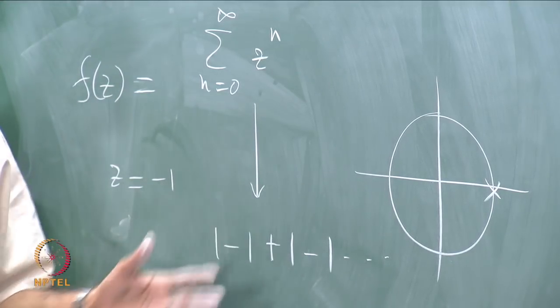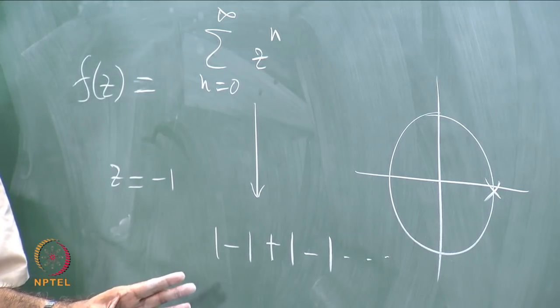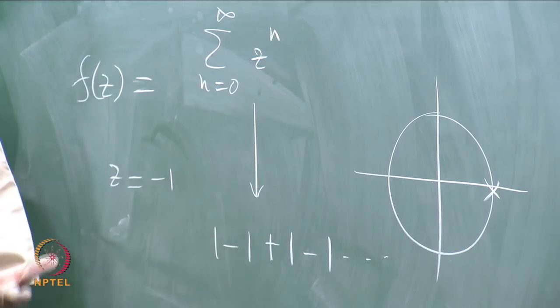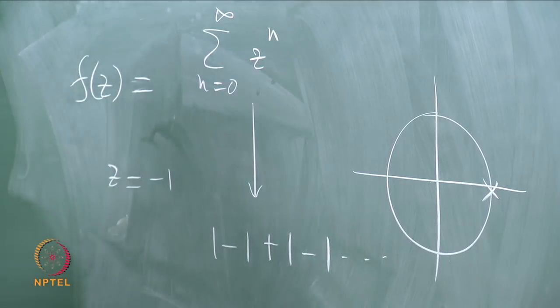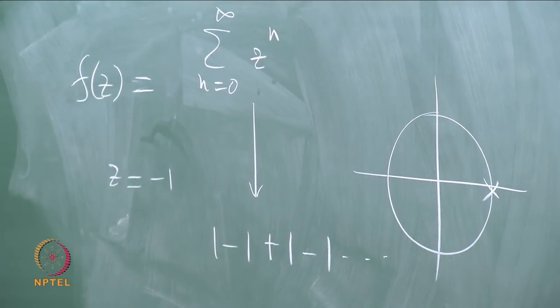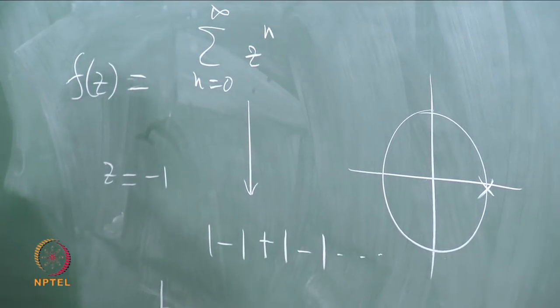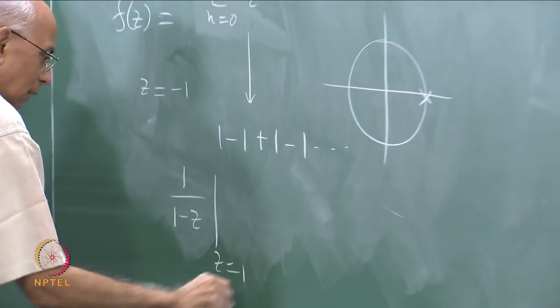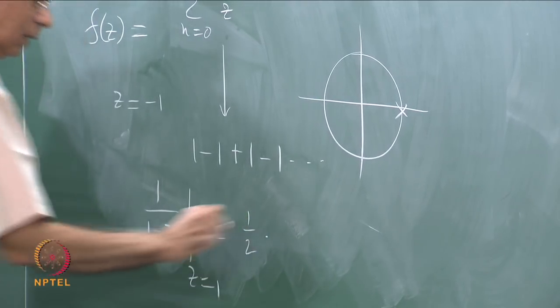If I take just the first term, what is the value of the series? I retain only the first term, 1. I add the first 2, I add the first 3. So I get partial sums which are either 1 or 0, that is it, no other thing. 2 distinct partial sums. One of them is 0 and the other is 1. What is the arithmetic average of those two? Half, right. And what is the value of 1 over 1 minus z at z equal to minus 1? It is a half, right.